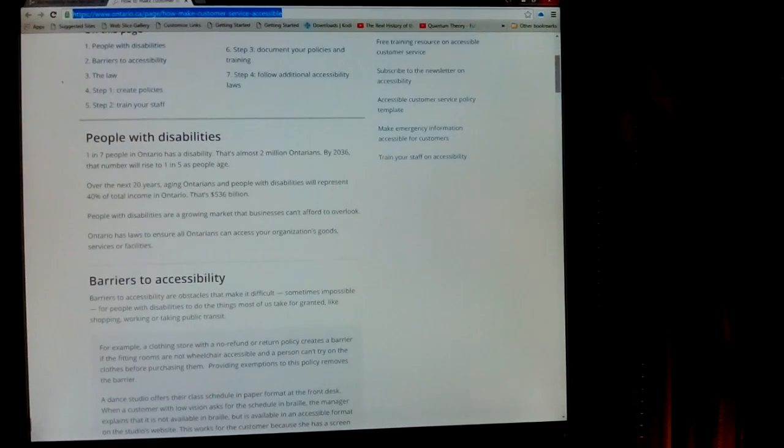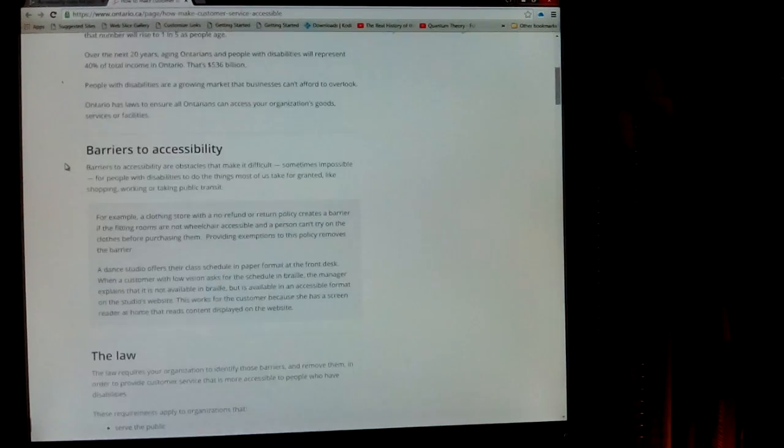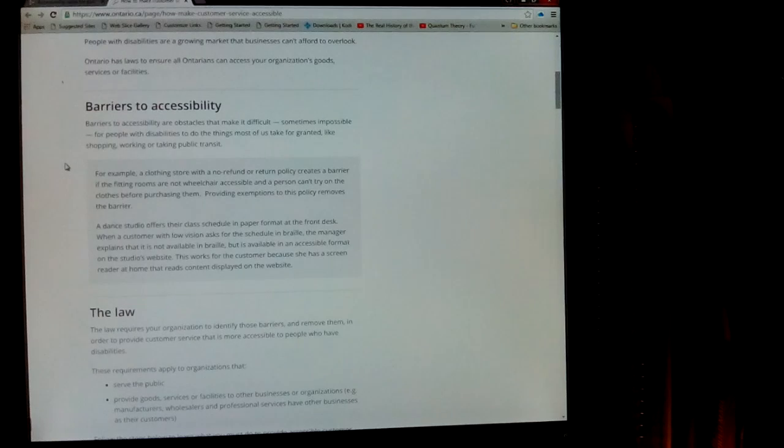People with disabilities: 1 in 7 people in Ontario has a disability. That's almost 2 million Ontarians. By 2036, that number will rise to 1 in 5 as people age. Over the next 20 years, aging Ontarians and people with disabilities will represent 40% of total income in Ontario. That's $536 billion. People with disabilities are a growing market that businesses can't afford to overlook, especially government exploiting them. Ontario has laws to ensure all Ontarians can access your organization's goods, services, or facilities. Of course, unless you're government of Ontario or the courts.